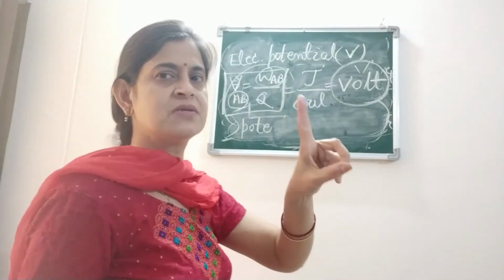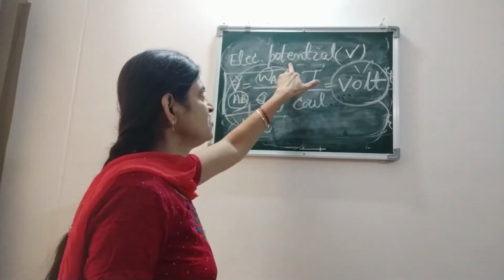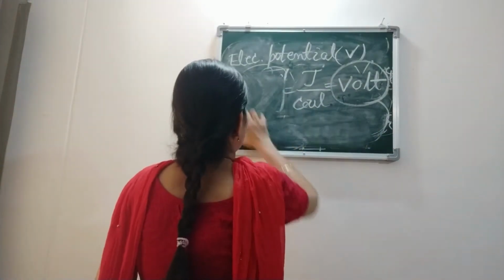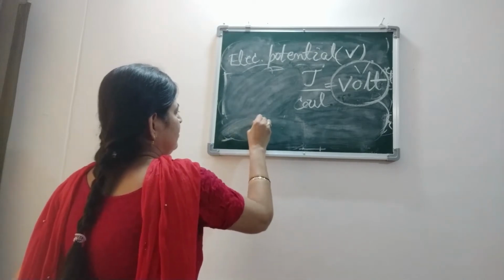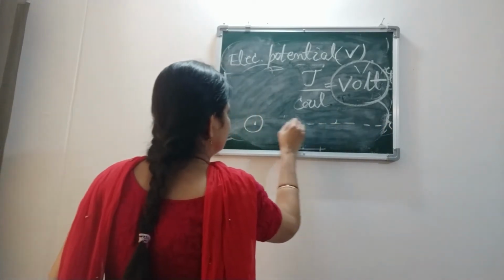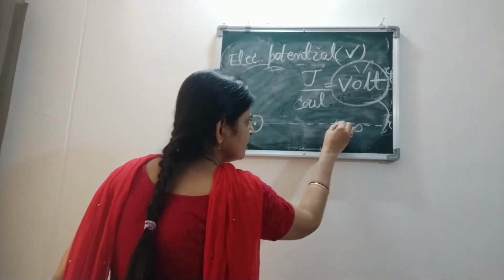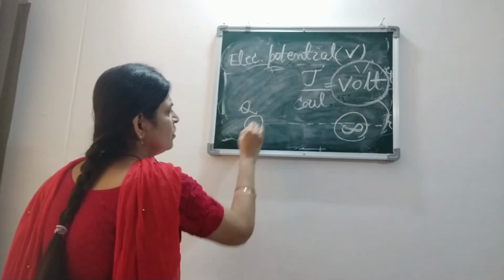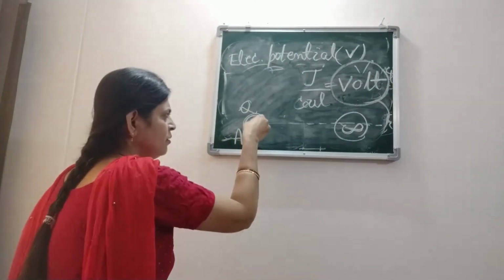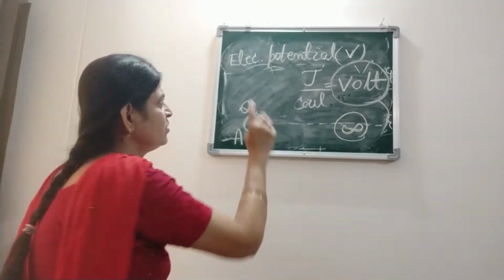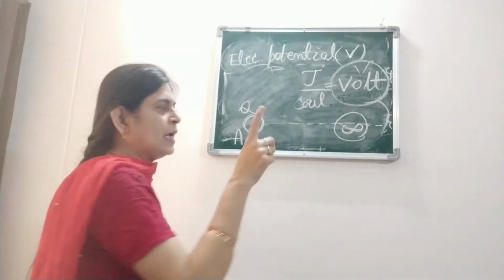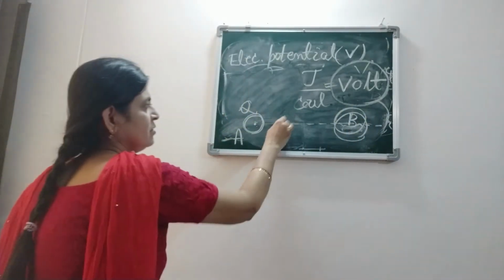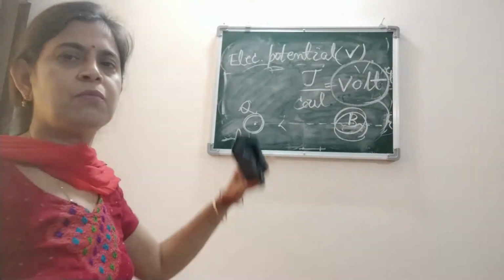But remember one difference. When we are talking about the electric potential, or simply potential, at that time you have to find out the amount of work done in bringing a charge from infinity to a particular point, maybe point A, B, C, etc. But when we are talking about the potential difference, the amount of work done is from one point to another. So this is all about electric potential.